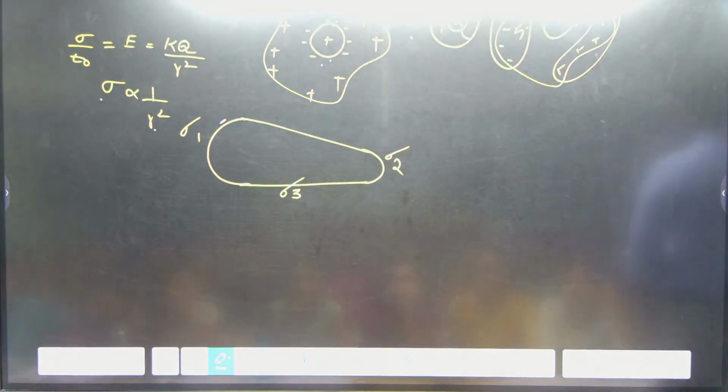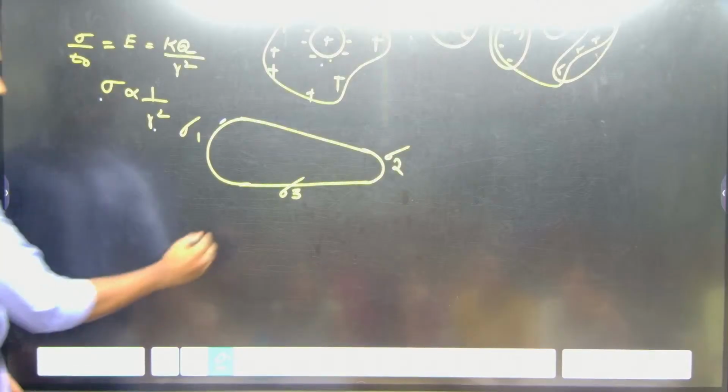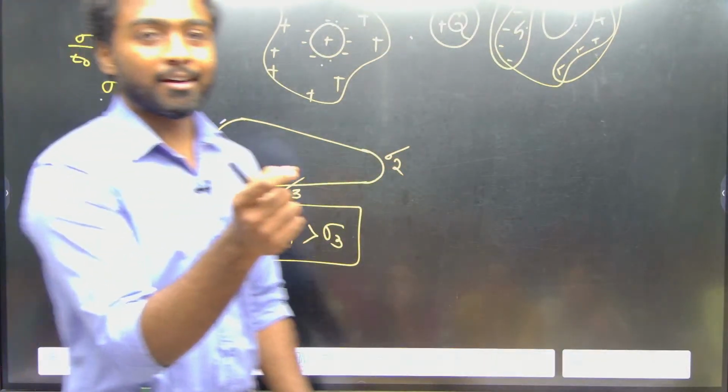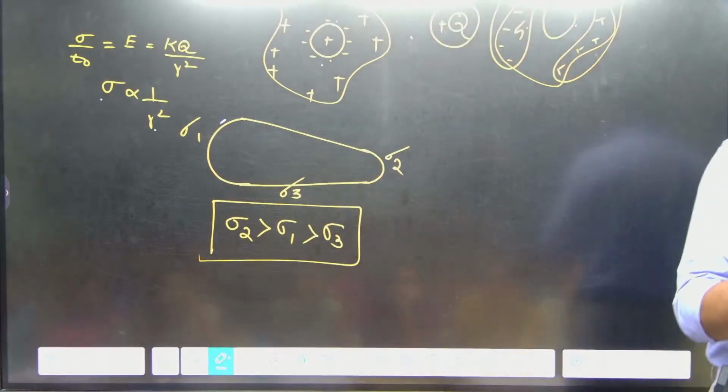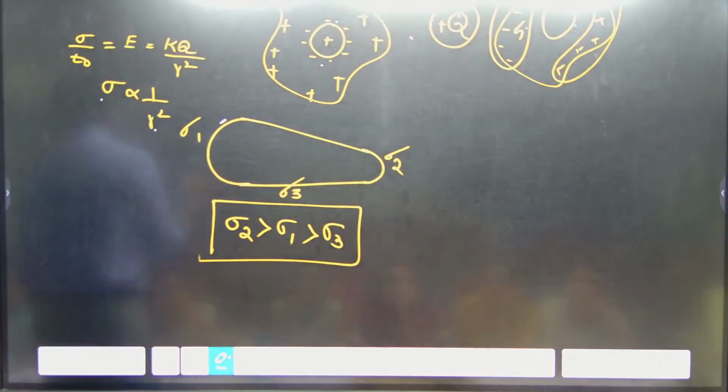Which one will be greater? Sigma 2 will be greater. Then sigma 3 or 1? 1, then 3. So sigma 2 is greater than sigma 1, which is greater than sigma 3. This is the order. Why are we not taking sigma 3 in front of 1? If I take a circle, if I take a point, if I try to zoom that circle, will I get a line? Yes or no?